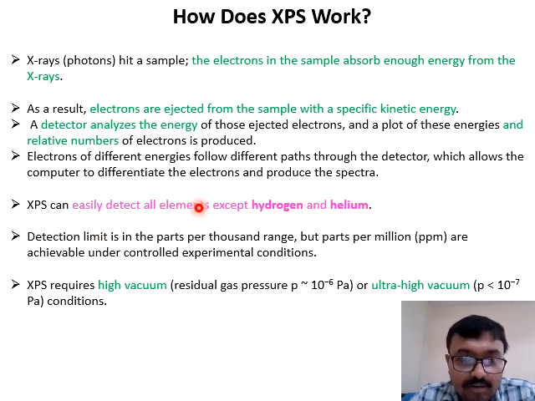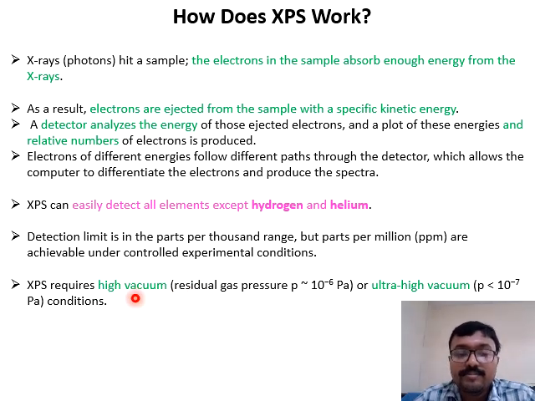Now, what limitations are there? XPS cannot detect hydrogen and helium. XPS can easily detect all elements except hydrogen and helium. For hydrogen and helium, we cannot apply this XPS technique. That is the first limitation. XPS is a very good technique, but one limitation is that for hydrogen and helium we cannot apply it. The second limitation is that it needs very high vacuum.